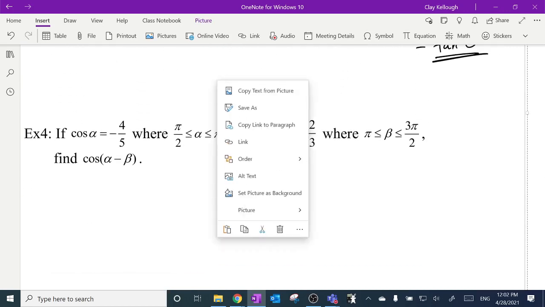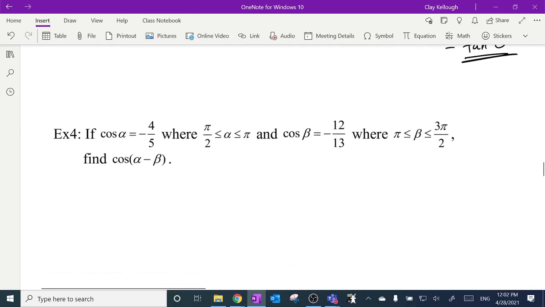Oh, these are fun. I like these. If I tell you the cosine of an angle alpha is negative 4/5, and I'm between pi and half a pi, and the cosine of an angle beta is negative 12/13 when you're between pi and 3 halves of pi, find cos of alpha minus beta.